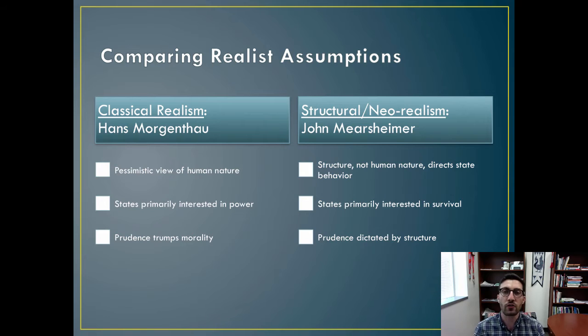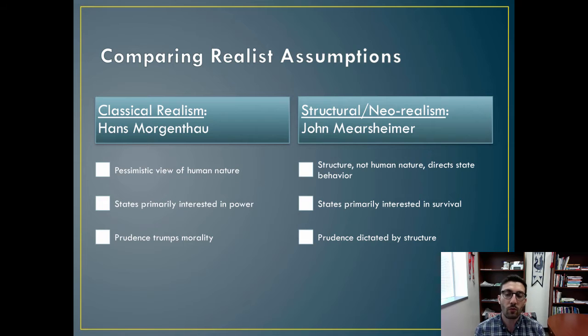Second, this is a slight change from classical realism, but neo-realists believe that states are primarily interested in survival. So this is important because it suggests that power is only a means to an end, that end being survival. If you can't survive, what's the point of being powerful? Your state is completely obliterated. So that's a slight difference from the classical realist view.